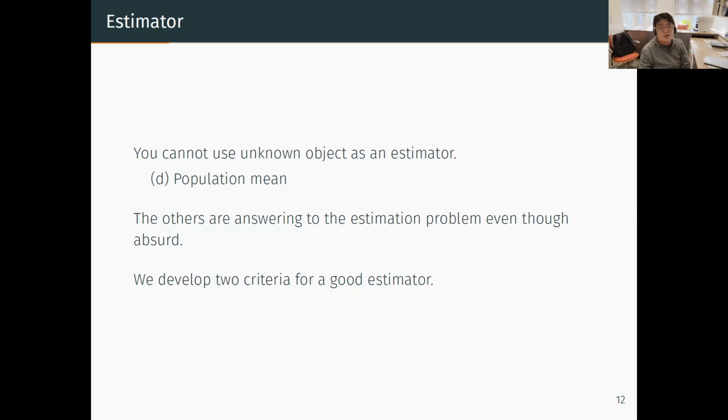I will give you 2 criteria. There are multiple criteria, but I will introduce 2 basic criteria for an estimator to be good.